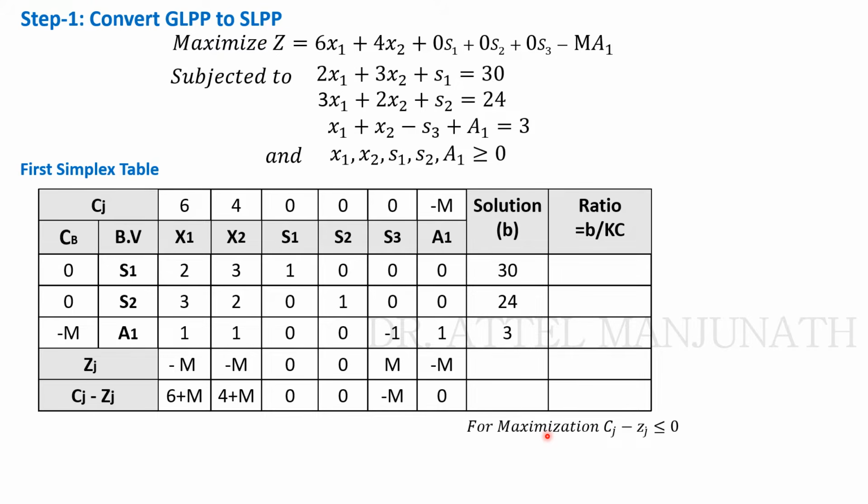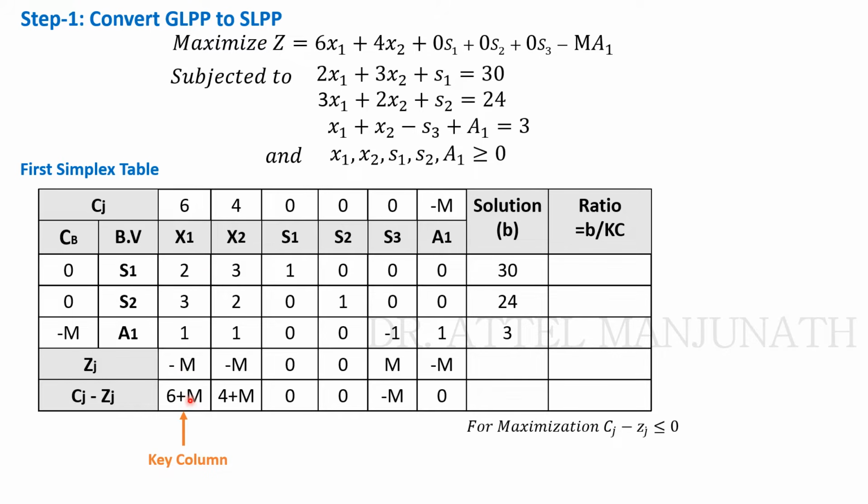To move on to the final optimum solution, in the last row, the Cj minus Zj row, you need to identify the highest positive value. Here the positive values are 6 plus m and 4 plus m, so there are two values. Again m is the largest value, so when you add 4 and when you add 6, 6 becomes the largest value here. So take the largest value cell as the key column.